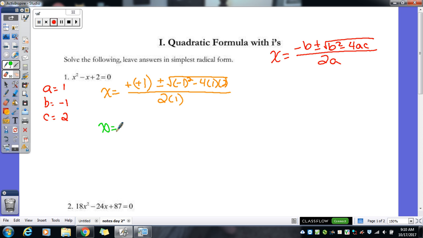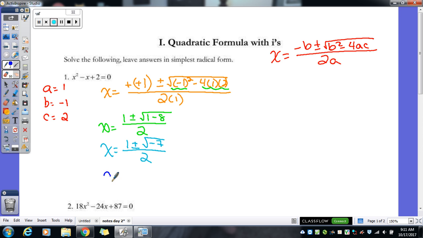So going through cleaning this up a little bit, we got our 1 plus or minus. Let's figure out what we have under the radical. So negative 1 squared minus 4 times 1 times 2. Negative 1 squared becomes 1. 4 times 1 times 2 gives us 8. And that's over 2. So then under the radical, 1 minus 8 would give us a negative 7. So I have 1 plus or minus square root of negative 7 over 2.